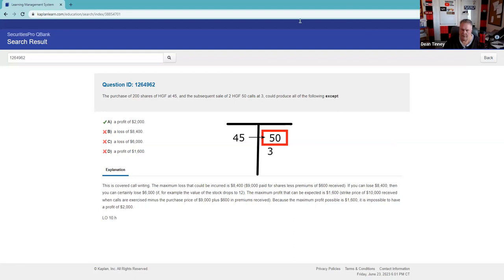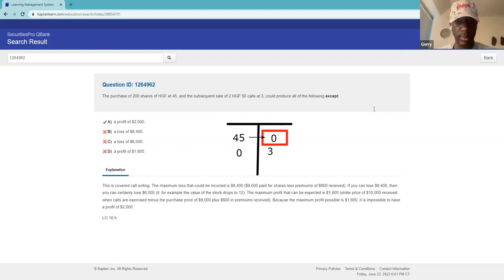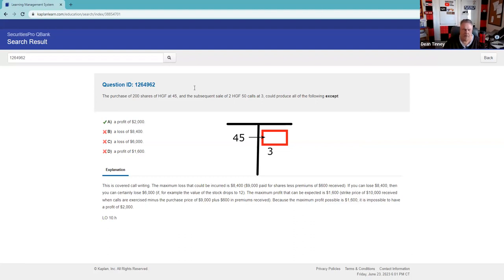Okay, let's look at our next one. Could we lose $8,400? Well, let's see. If this stock goes to zero, we lost 45 points on the stock, but we get to keep the 3 points on the option. So we lost 42 points on 200 shares. Indeed, we could lose $8,400. We lose that when the stock goes to zero. You could just memorize 42, break even to zero, is the loss. But I am a believer it's better if you actually do a T, so you don't have to memorize as much. A loss of $6,000? Well, if we can lose 8,400, we can certainly lose 6,000, since that's on the way to losing 8,400. And a profit of $1,600, indeed, if we get called away at 50.